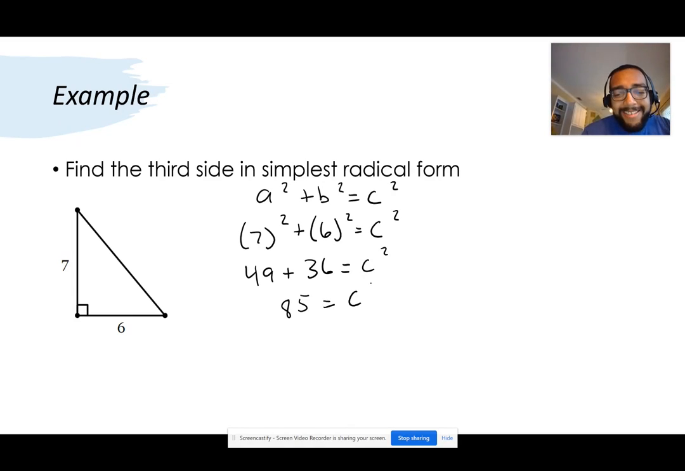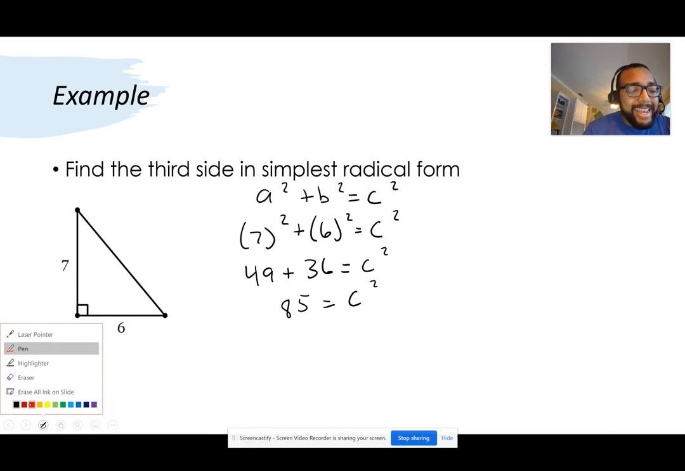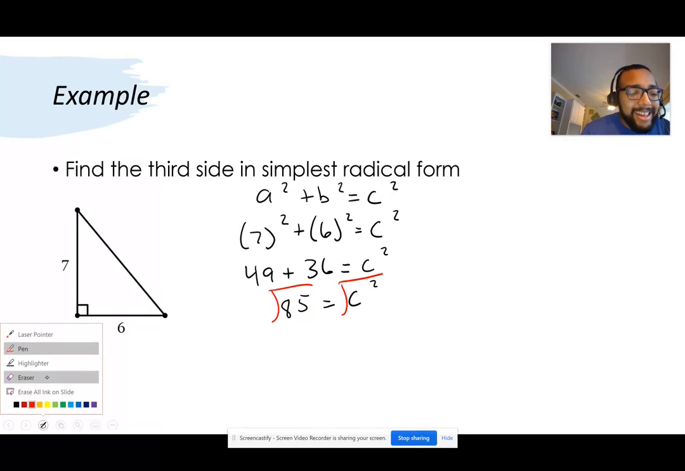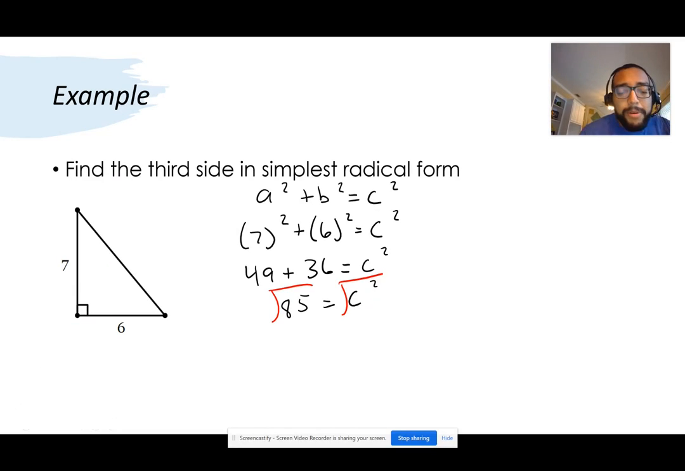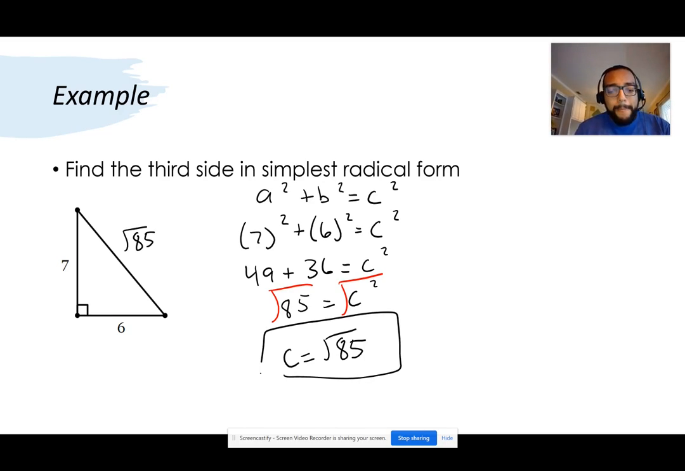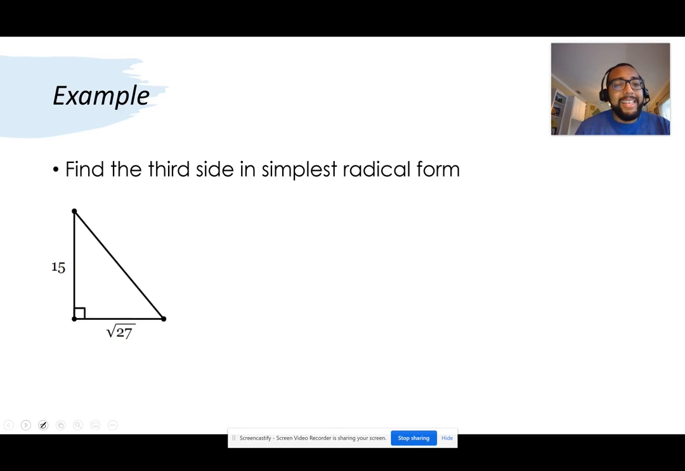Just like the last one. That was a coincidence. That was not on purpose. But again, we need to get c by itself. So when I take the square root of both sides, wait, my bad. Let me go back to the pen. When I take the square root of both sides, we get that c equals the square root of 85. And normally, we would check if we can reduce this or if it's a perfect square, but we literally just did that. So that was an accident. Whoops. Did not mean for those numbers to be the same.